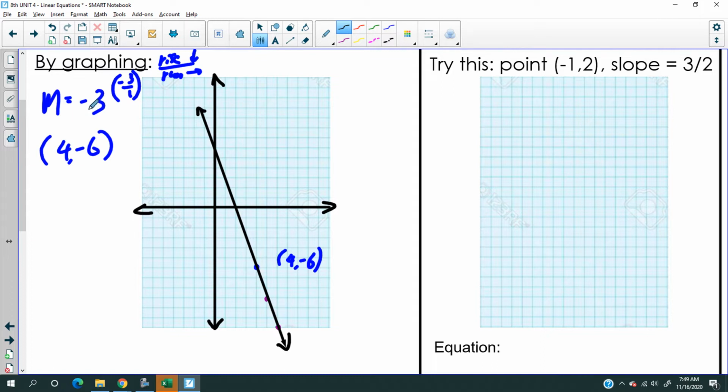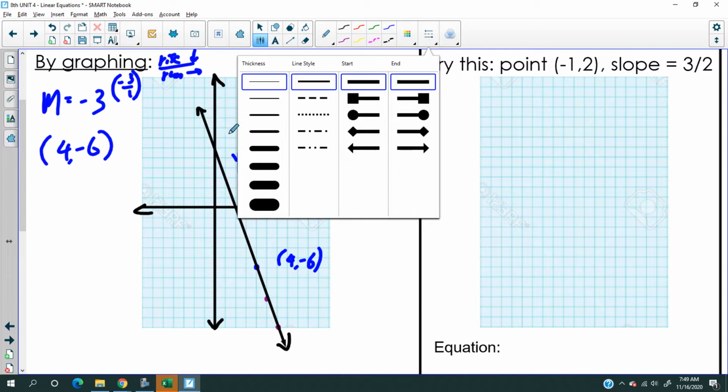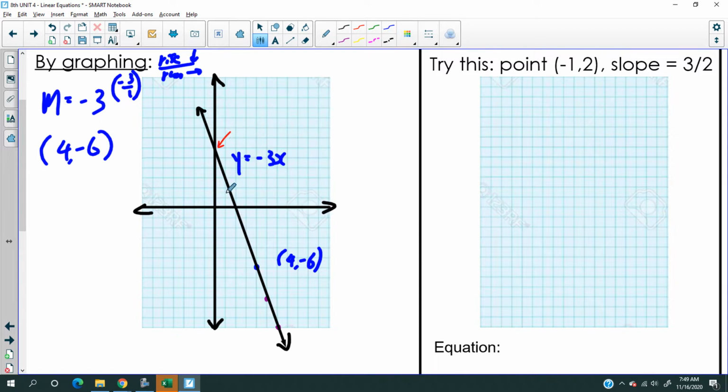Now I knew that the slope was -3, so I'm just gonna write the name of the line here: -3x. Now I just gotta look very closely at this point right here, because that's the y-intercept. Where is that? 1, 2, 3, 4, 5, 6. +6, and there we have it. There's our equation.